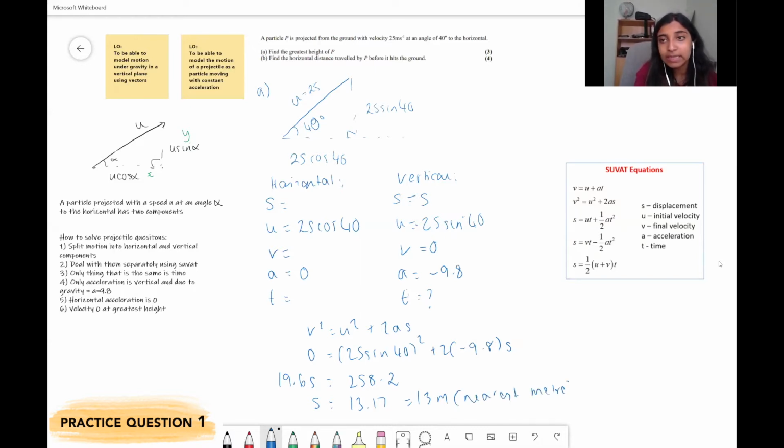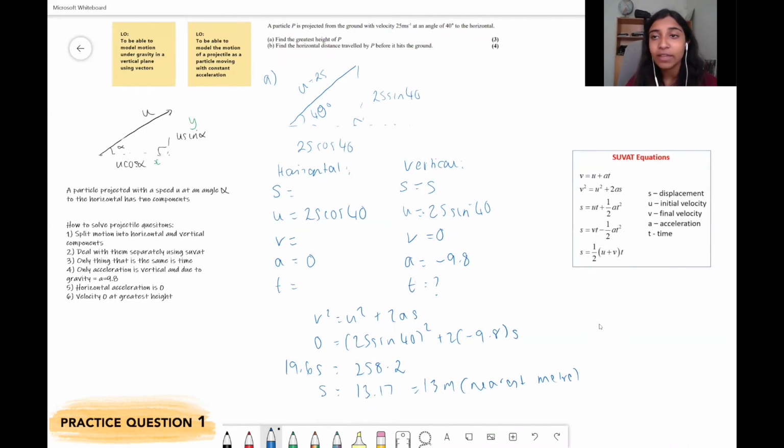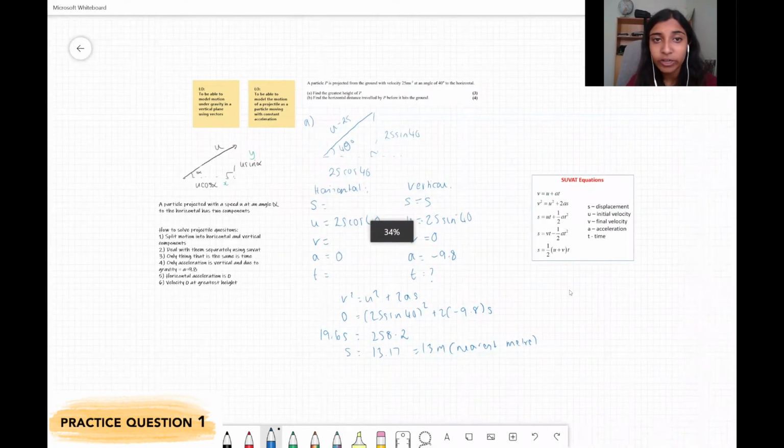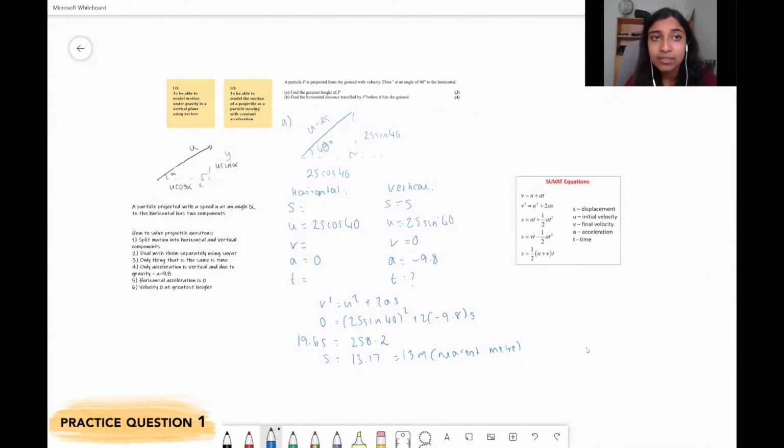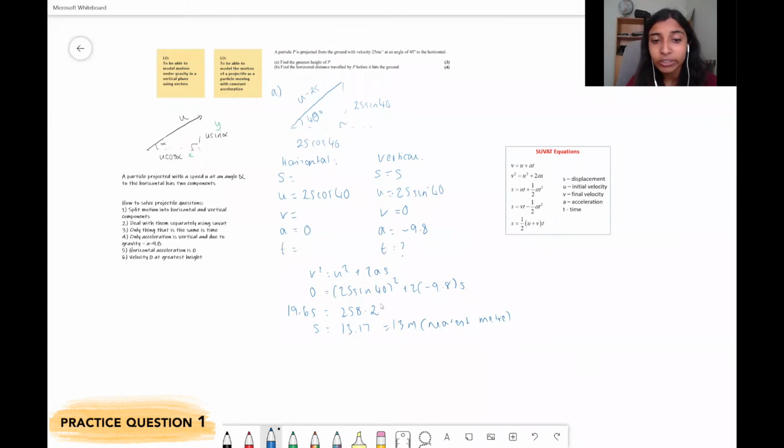So what we did here is split it up into horizontal and vertical, and because we're just dealing with the greatest height, which is how far it's going to be above the ground, we only look at our vertical components. Because we want the greatest height, that's when our velocity is equal to 0, and then we plug in everything else we need to know, with acceleration being equal to gravity. Then we use this SUVAT equation to find our displacement s.